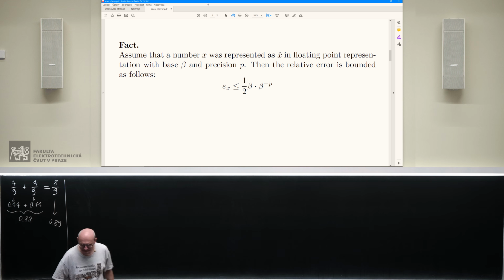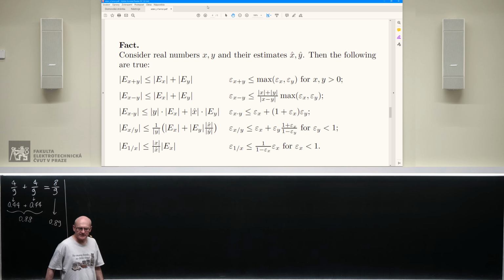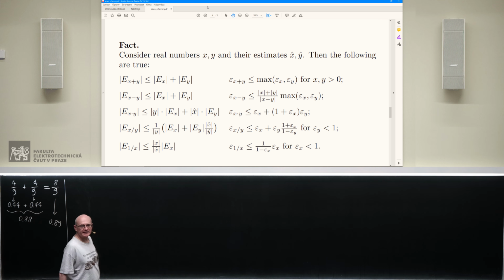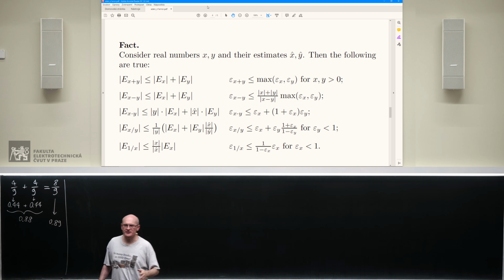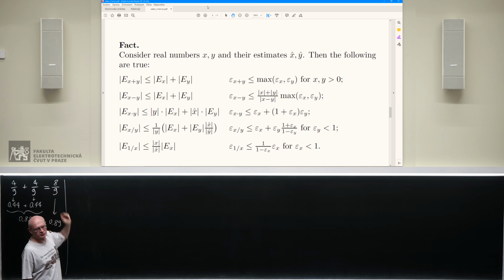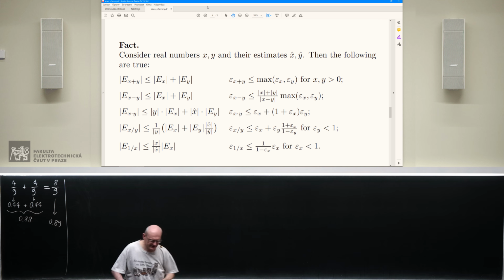Let's have a look at a slide. Here we can see that we have two numbers, x and y, and let's assume that they are positive. This will make our life easier a little bit. And on the left, we can see what happens when we try to add them, subtract, multiply, divide, and then there is a special operation. And we can see the absolute errors of the outputs. So let me focus on the first formula to appreciate the meaning of that formula.